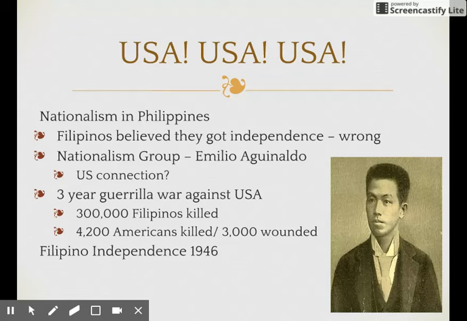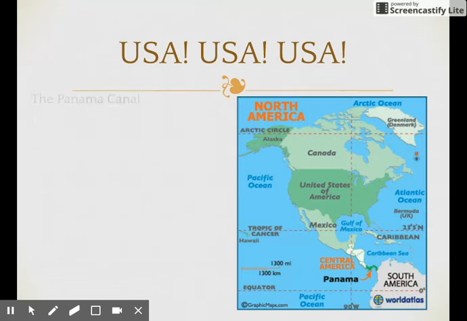This is just an example of the fact that the United States is not necessarily going to be a benevolent and peaceful imperial power. We are going to have our same problems just like the Europeans did.